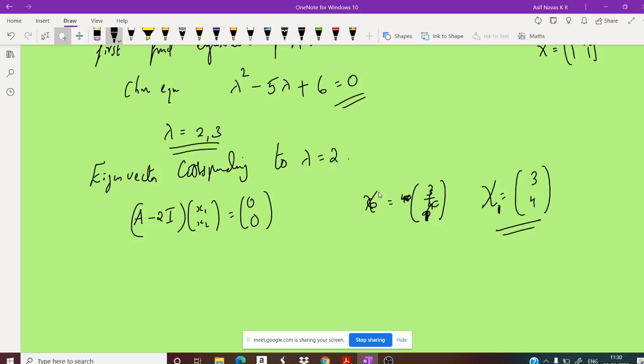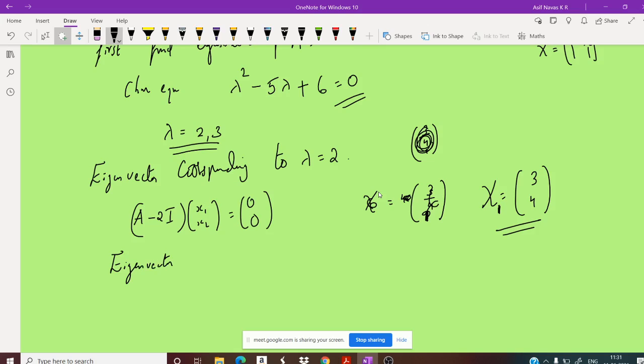You can write. Okay, it's clear, right? There is no mistake if you take 3 by 4 and 1, in order to make it simpler, and just multiply it with 4. That's all. You can take 3 by 4, 1 also. Now you find out the eigenvector corresponding to 4.